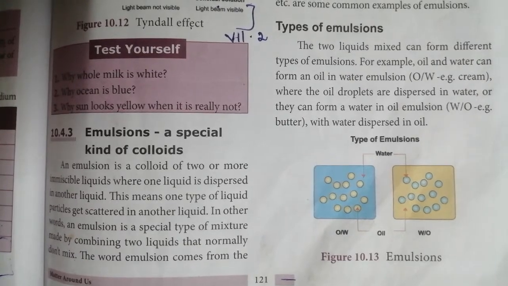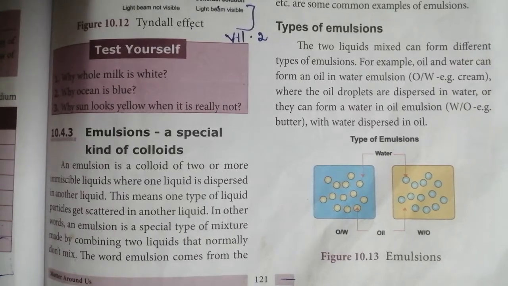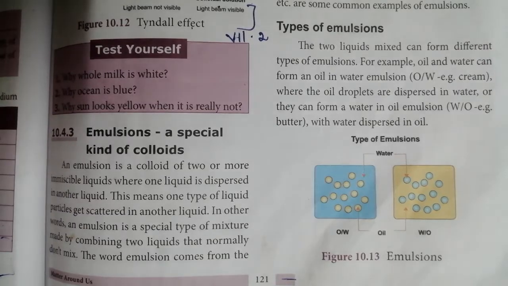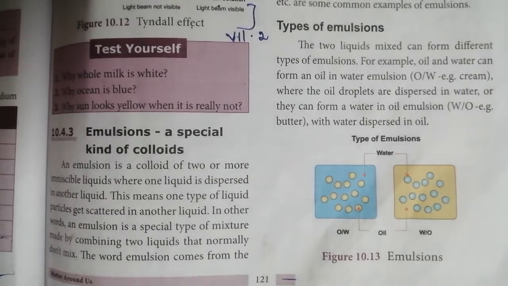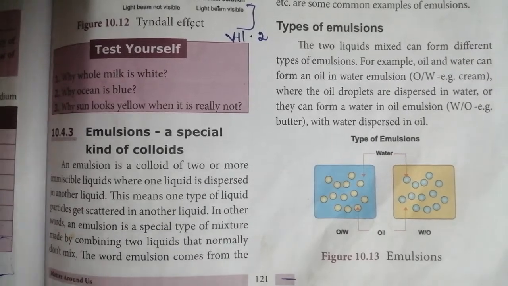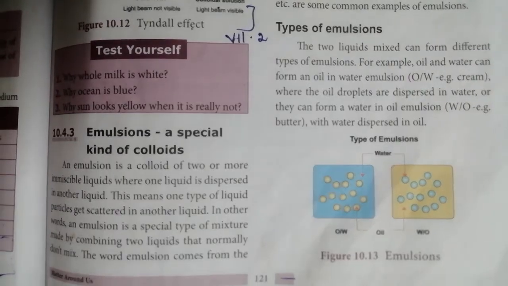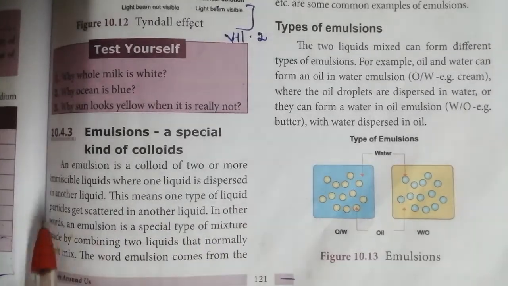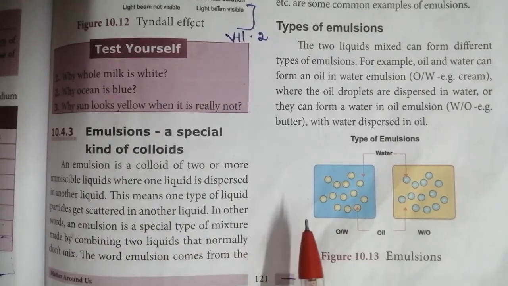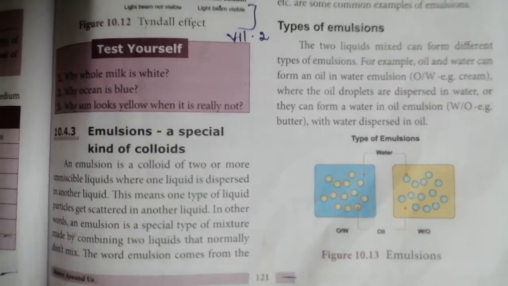Here one liquid is dispersed in another liquid. That means one liquid's particles get scattered in another liquid. If you are taking oil in water, maybe oil is scattered in water, or water particles are scattered in oil. So one type of liquid's particles get scattered in another liquid. Both are liquids, but they will not mix together.